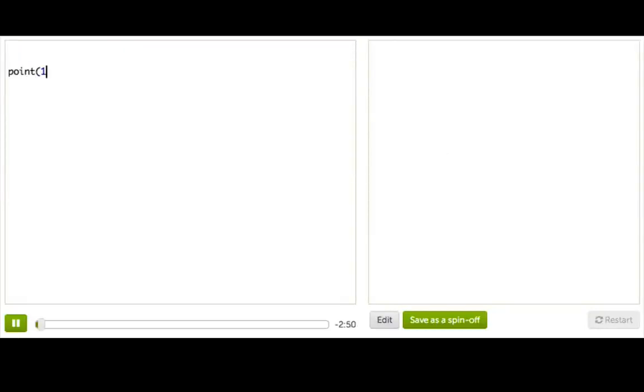Point is a function that takes in an x-coordinate and a y-coordinate and draws a point on the screen. So right now it's drawing a point that's only 1 pixel big, which you might be able to see if you squint. If you want to make the point bigger, you can call this function stroke weight and pass it a size. Let's say 10. Aha! That's better. So now let's talk about some math expressions.